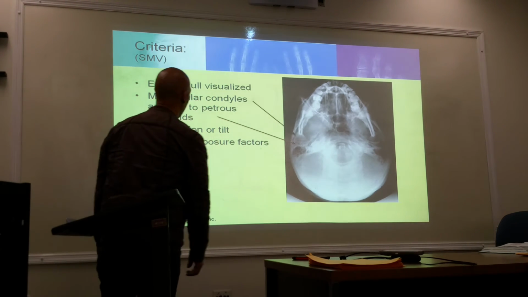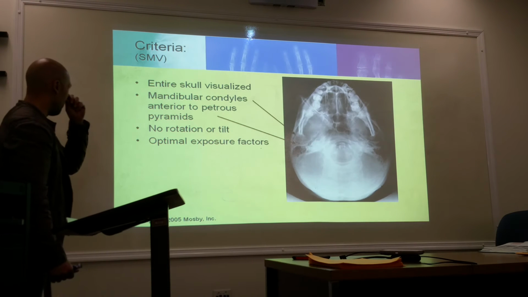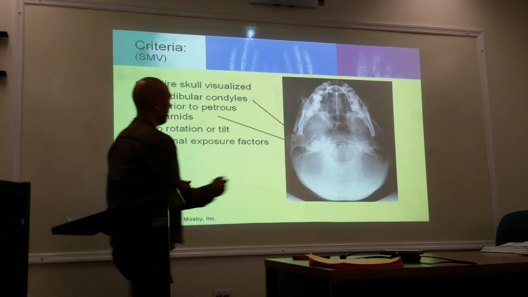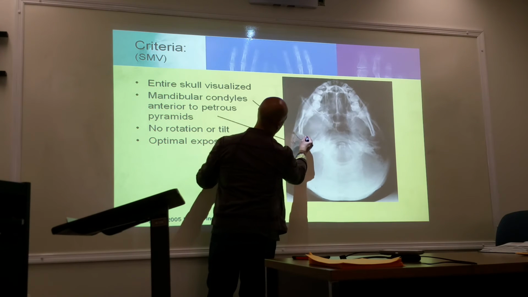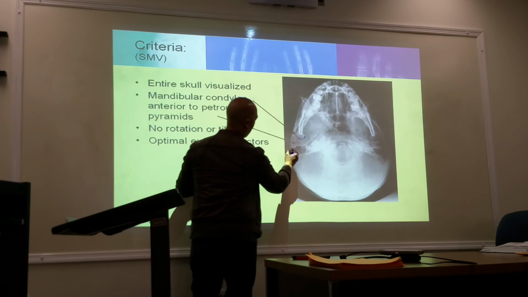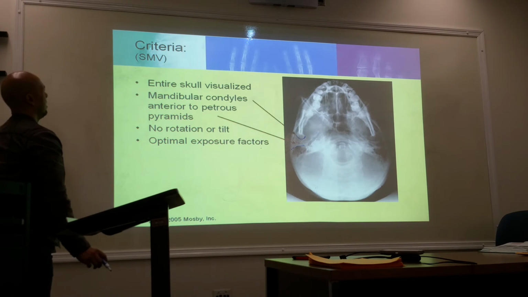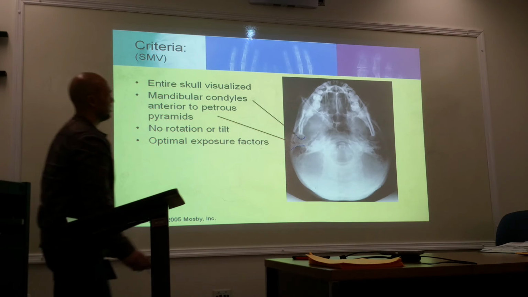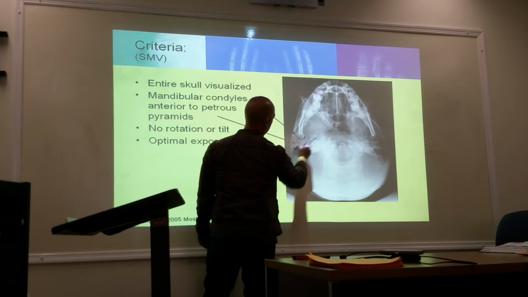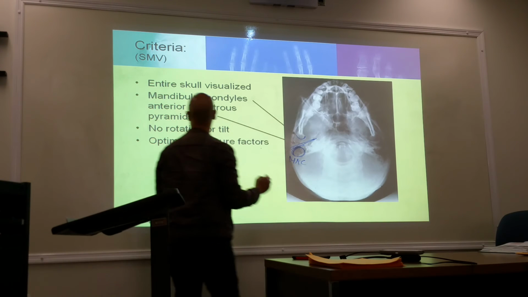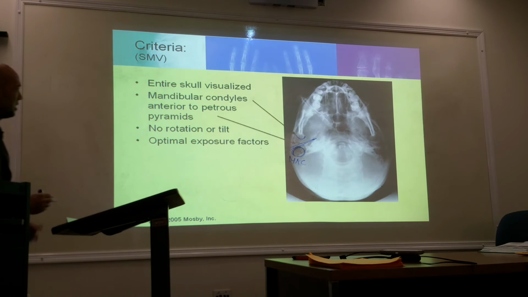So the entire skull is going to be visualized. The mandibular condyles are going to be anterior, right here, anterior to the petrous, sorry, which is right here. What's this? The mastoid air cells. But no rotation or tilt.